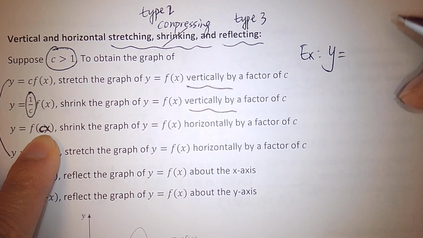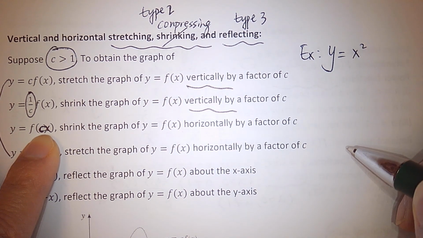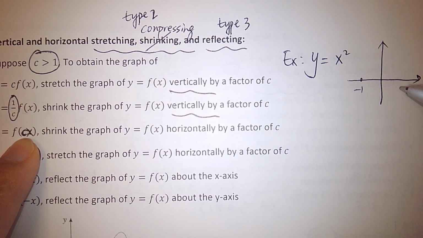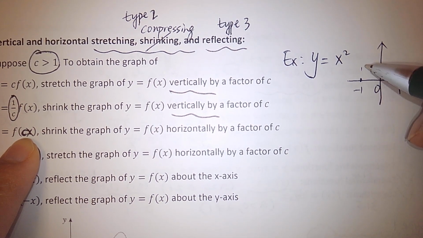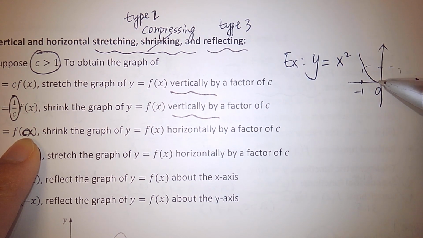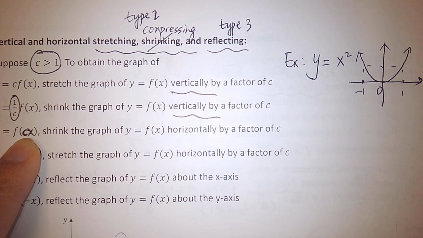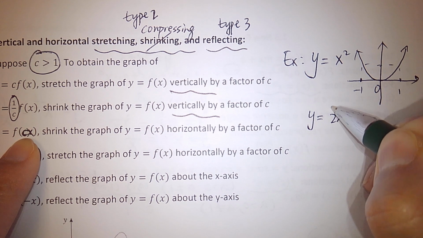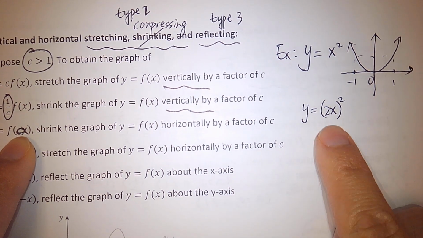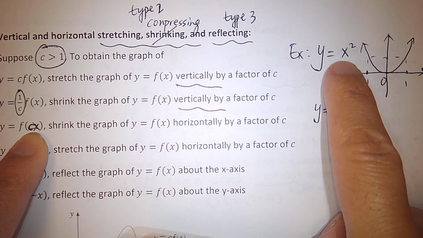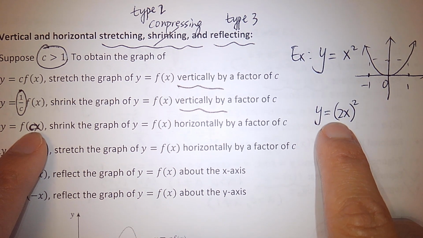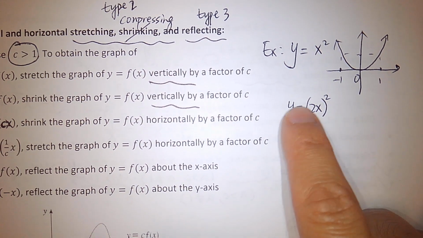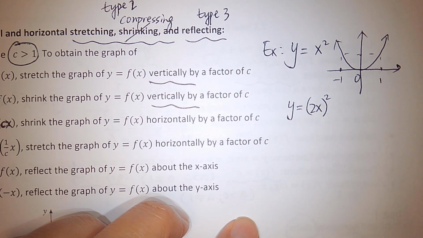Okay, guys, I'll give you an example. Say y equals x squared. The graph of y equals x squared is a parabola, right? Everybody knows that. Negative 1, 1, 0. This is just an example. Then if I want you guys to graph y equals (2x) squared, how to graph this new function? We replace x by c times x, with c greater than 1. So how to sketch this function y equals (2x) squared?